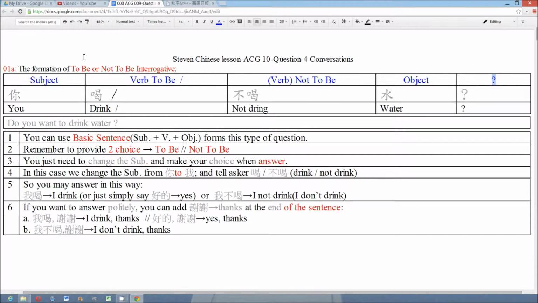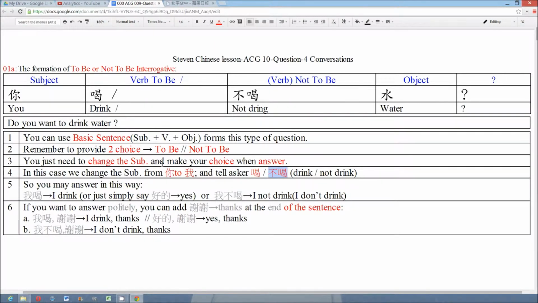For example, 你渴不渴水? That means, do you want to drink water? When you answer this question, you have to change the subject. For example, you should change the subject 你 you into 我 I and make a choice. For example, you should tell people you want to drink or you don't want to drink.